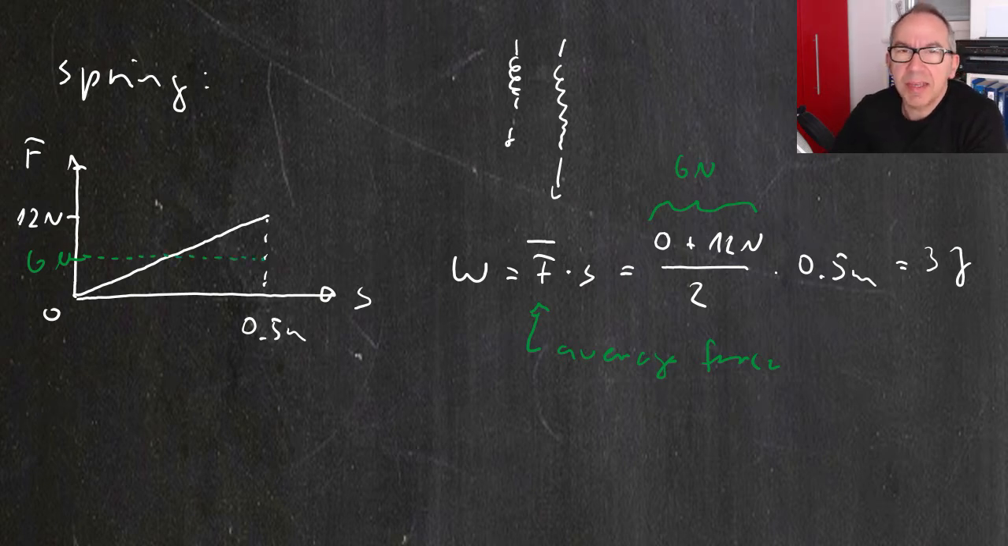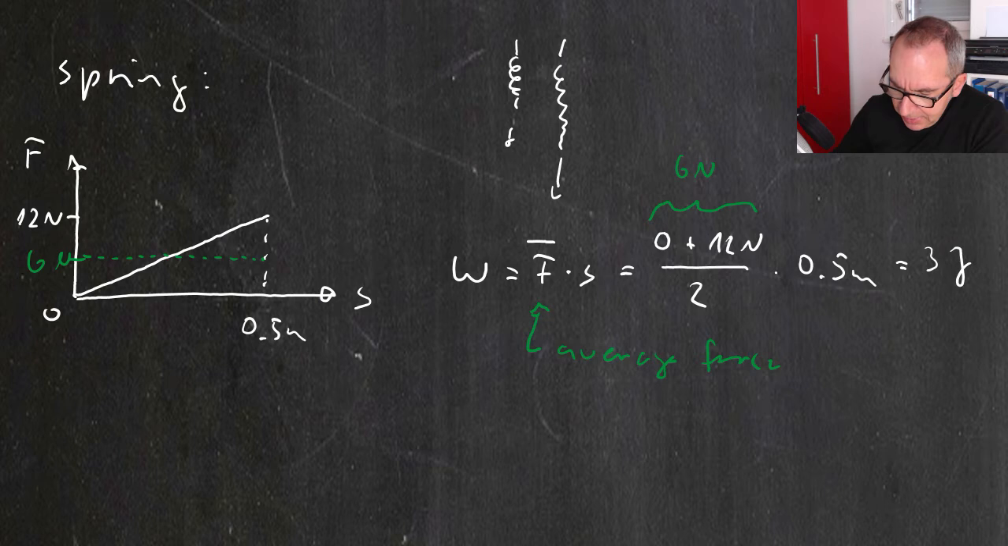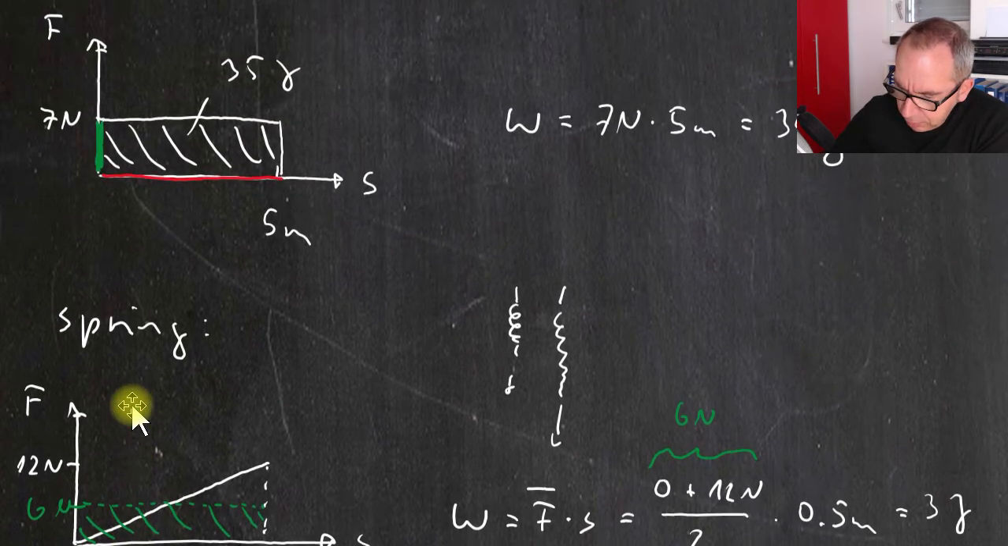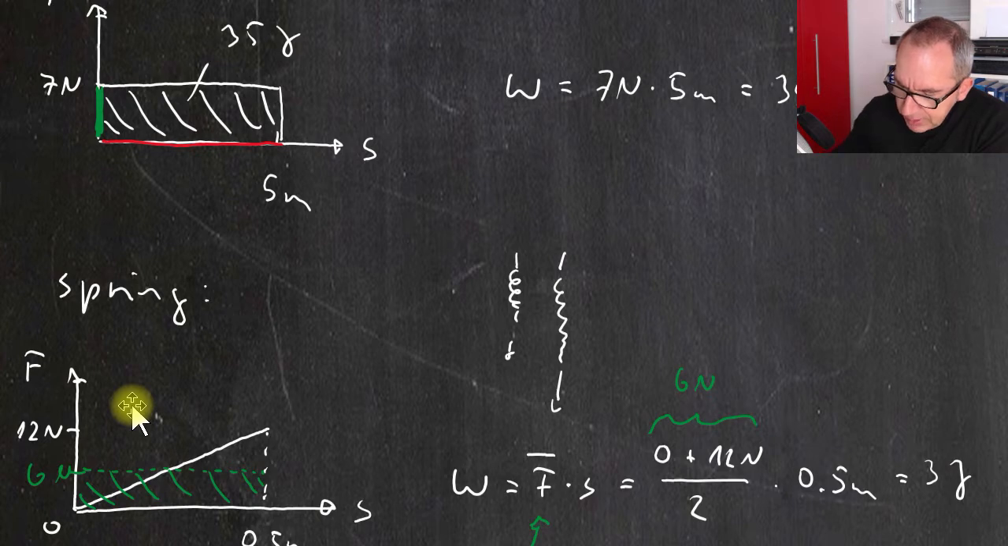So in reality, I have a force that is increasing from 0 to 12, and I replace it by a constant force of 6 Newton. So 6 times 0.5 is 3. So again here, just as we did above, if we compare, we can say the area corresponds to the work done.